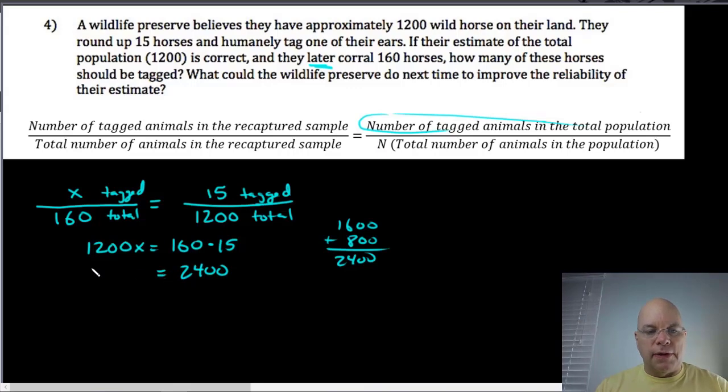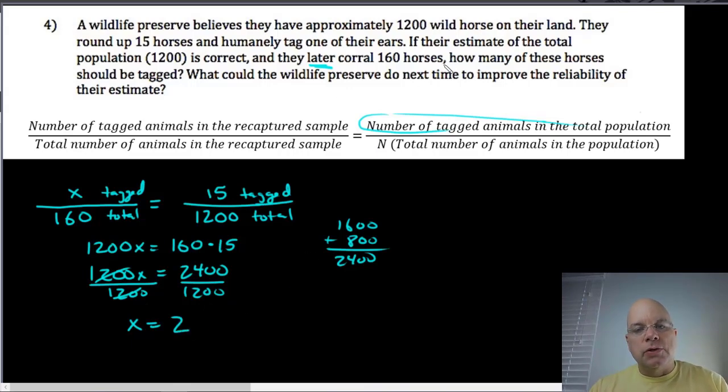2,400 is equal to 1,200x. If I want to know what x is, I don't want 1,200 of them, I want one of them. So I undo this multiplying by 1,200 by dividing by 1,200. And then I need to do the same thing on the other side of my equation because of the property of equality. And so the 1,200s cancel. I get 1x, which is x. And then the quotient 2,400 divided by 1,200 is 2. So the answer to the first question, how many of these horses should be tagged? The answer is 2 horses.